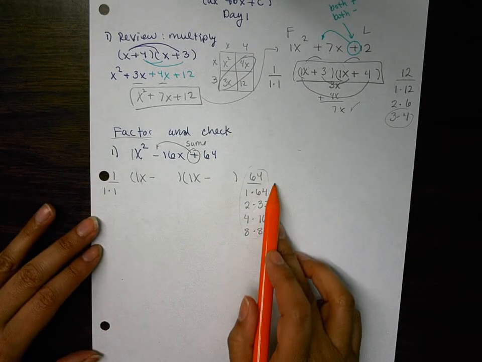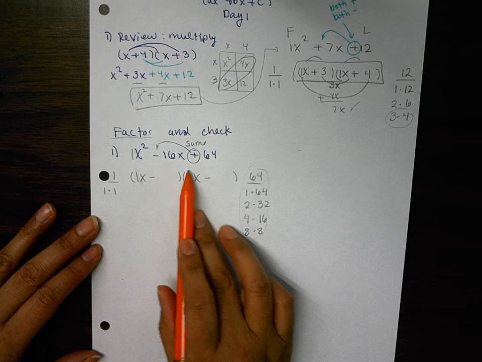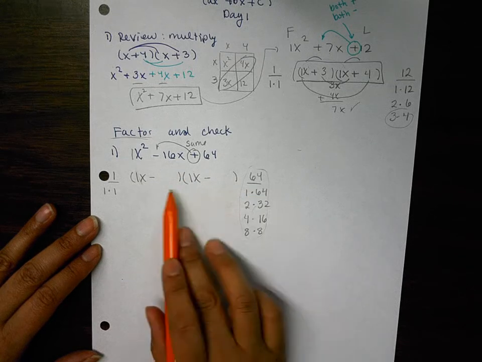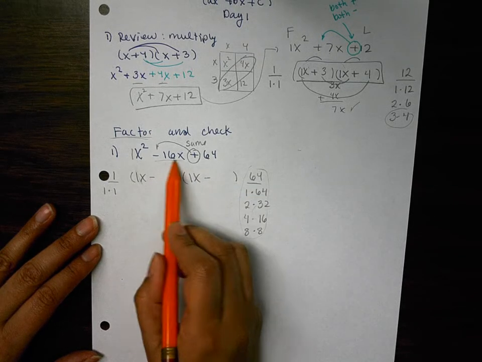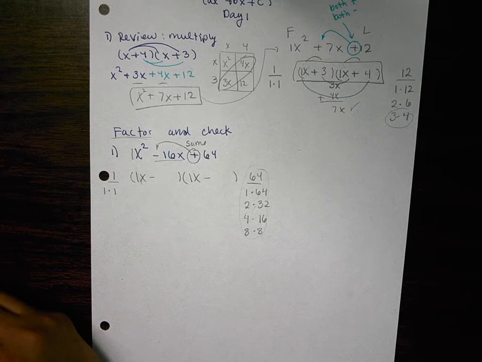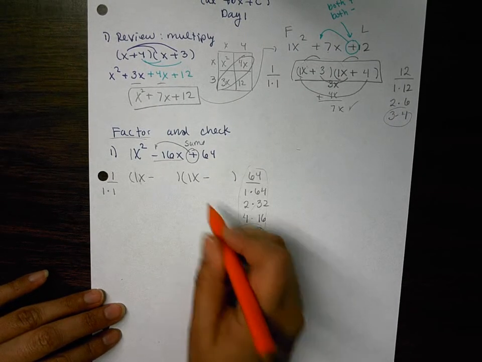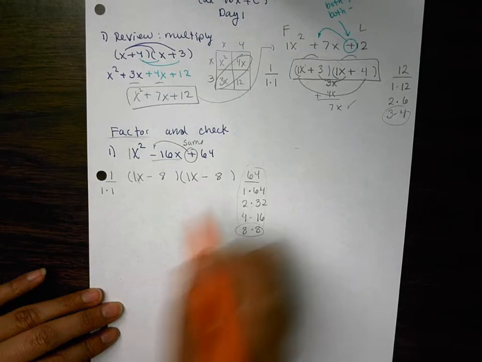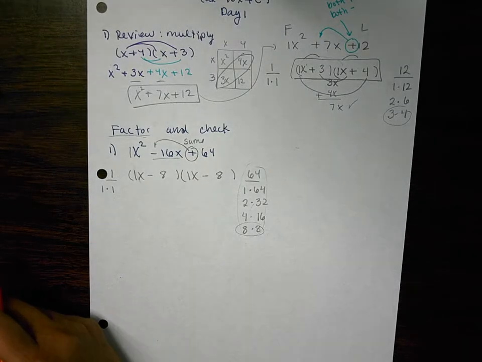All right. I'm going to have you go through, kind of do it in your head, do the inside-outside, figure out which one of these, when you do your whole double distribution or your outside-inside, will give you a negative 16 in the middle. You have it? What is it? This one here? So negative 8 and negative 8.